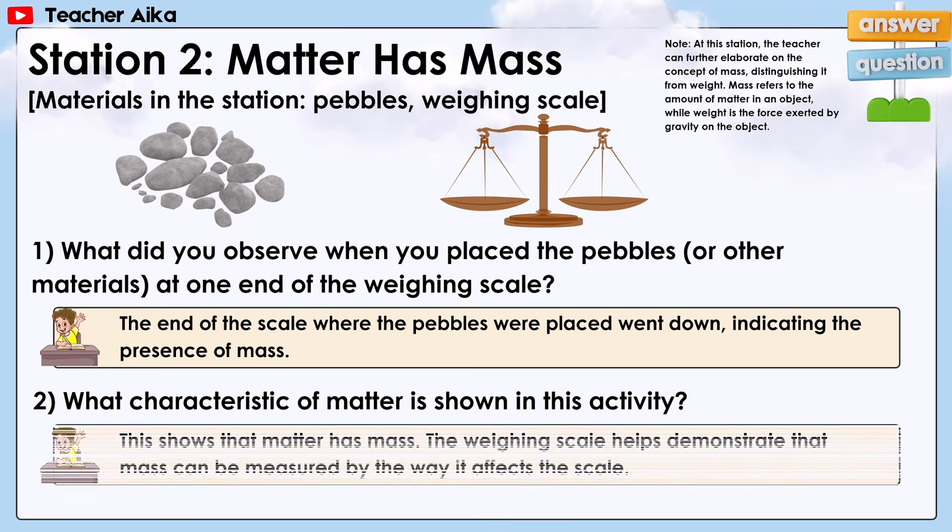Number 2, what characteristic of matter is shown in this activity? The answer: this shows that matter has mass. The weighing scale helps demonstrate that mass can be measured by the way it affects the scale.